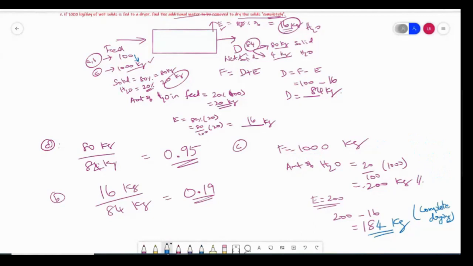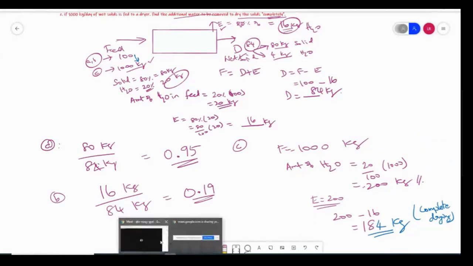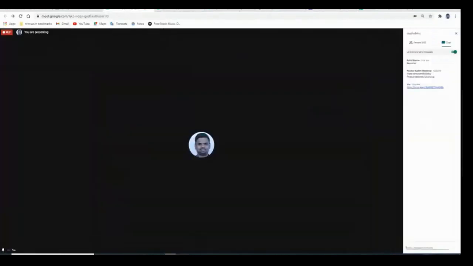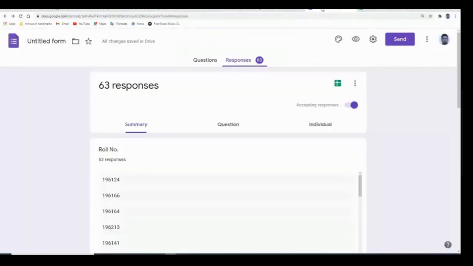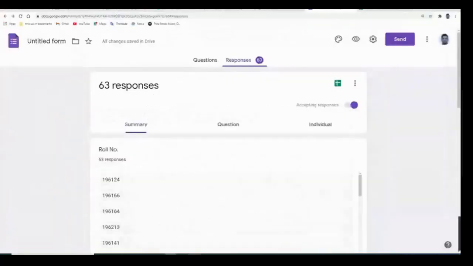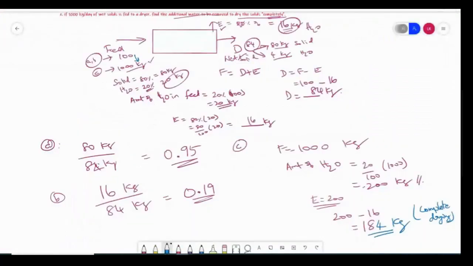So is the answer for the C part correct? Any other answers? Yes. Sir, in that question we are subtracting 16, but 16 is the moisture removed for 80 kg, no sir? Like for 100 kg. Yeah, 100 kg. Yes. So if we take 1000 kg per day of feed, then it is not 16, no sir. It will become 116, no sir.